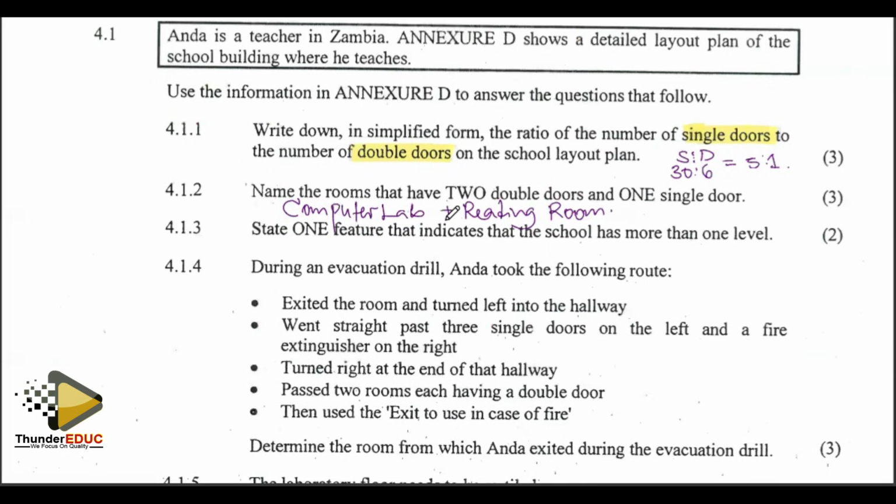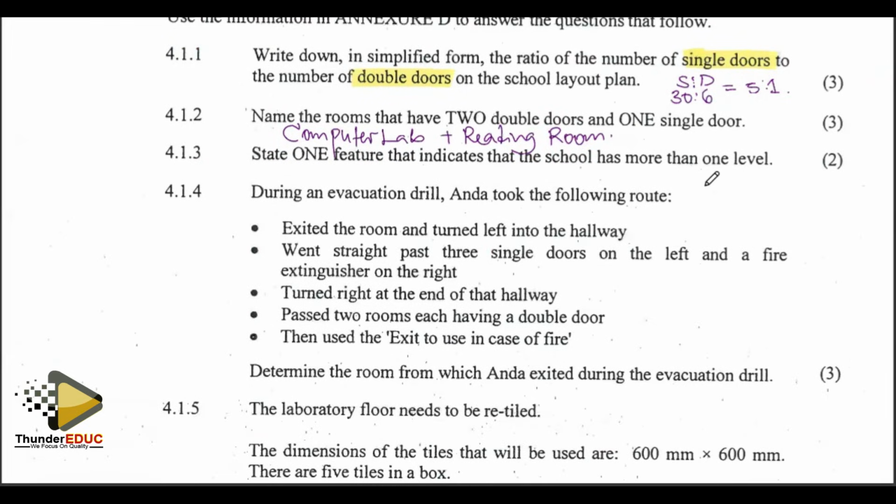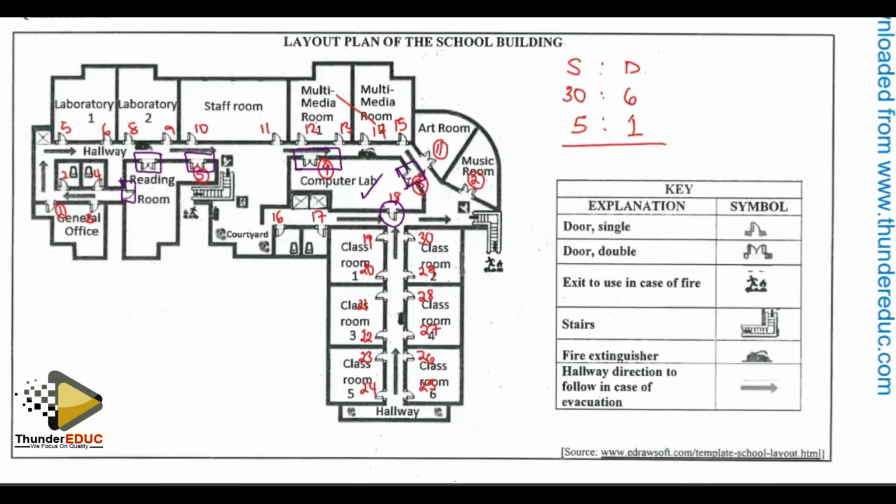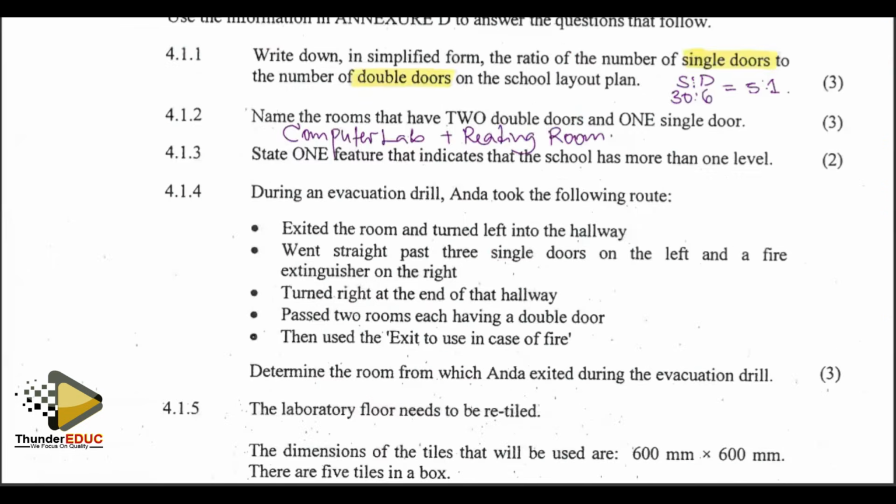State one feature that indicates that the school has more than one level. These are the stairways, the stairs. If it's a single floor, we can't have stairs. So this is the stairs.